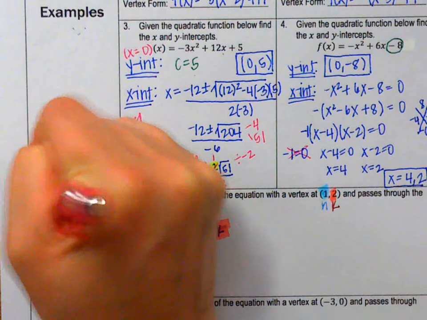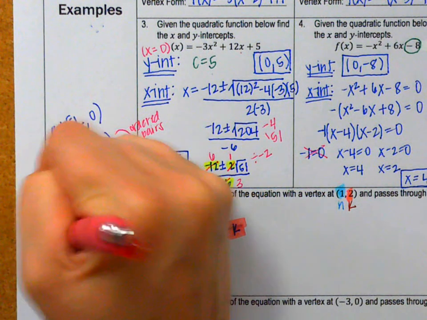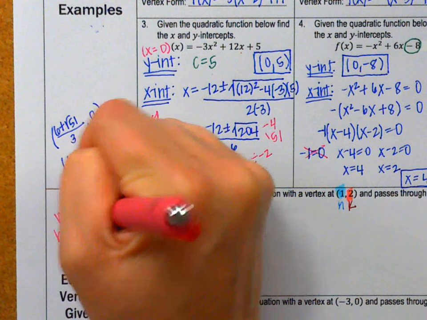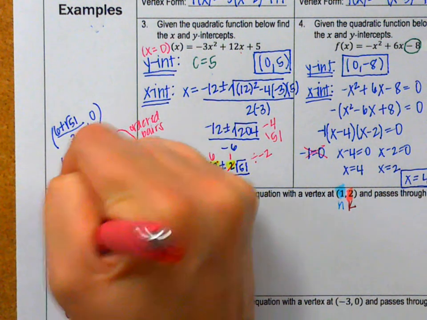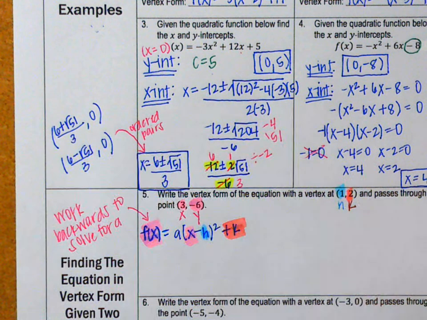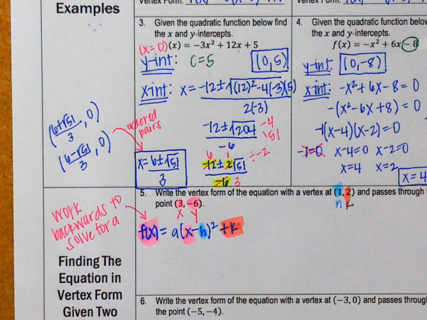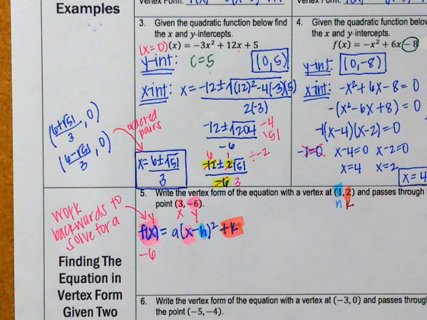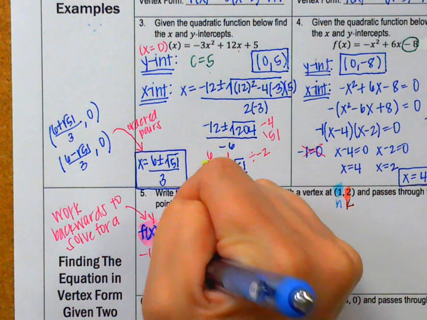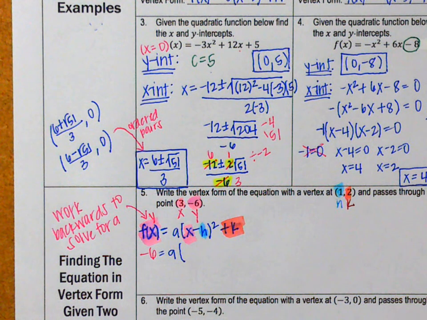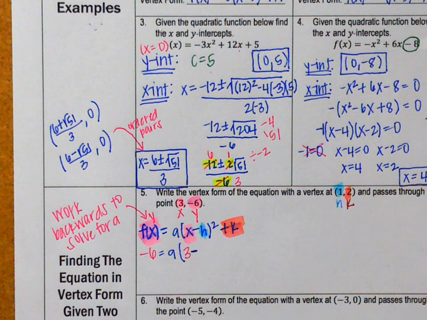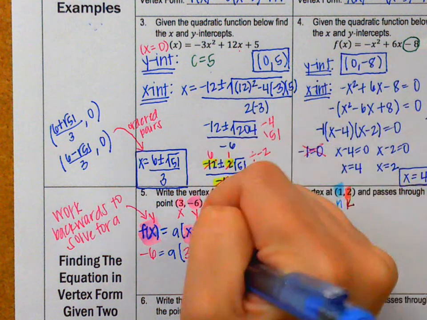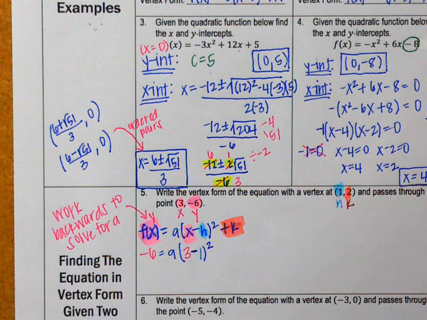Work backwards to solve for a. Okay, and so that's exactly what I'm going to do. So for f of x, remember f of x and y are the same thing, so we're going to plug in negative 6 equals a. We're just going to leave it as a because that's what we're solving for. X, which I'm going to plug in as 3, minus, remember that's built into our equation, so we're going to go minus our h value, which is 1, square that, and then plus our k value, which in this case is 2.